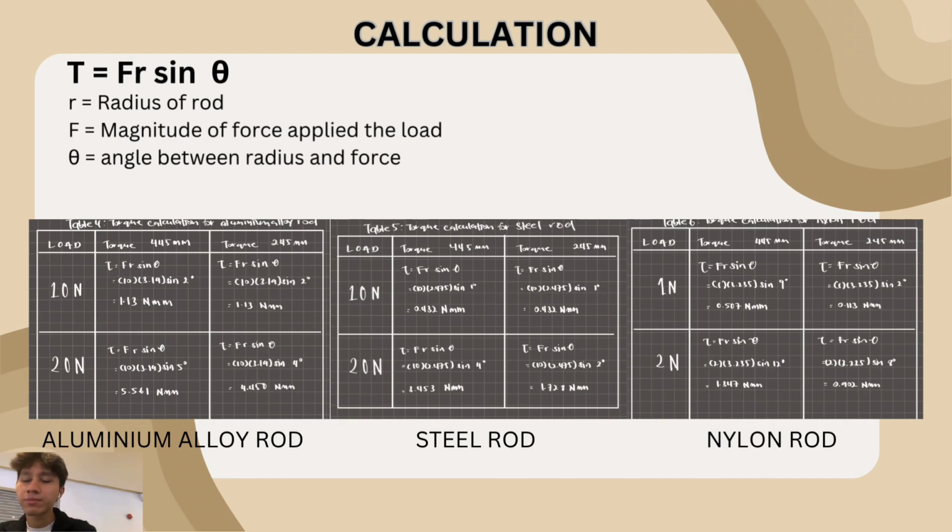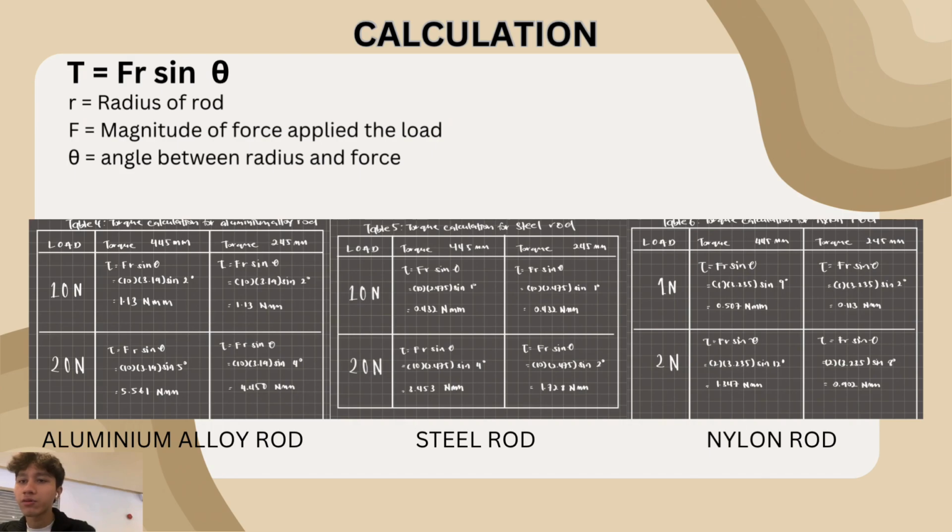So the first material used is the aluminum alloy rod. The torque for the rod length 445 mm is 1.13 Nm for the load 10 Newton and 5.561 Nm for the 20 Newton load. Whereas for the rod length 245 mm, the torque produced for the load 10 Newton is 1.13 Nm, and for the load 20 Newton, we get 4.450 Nm.